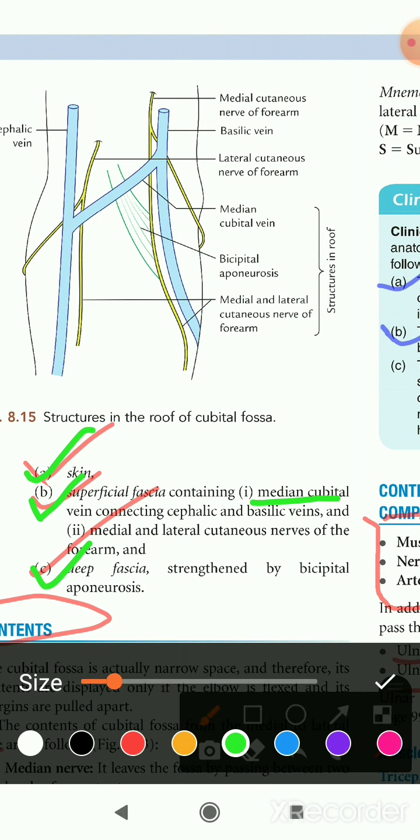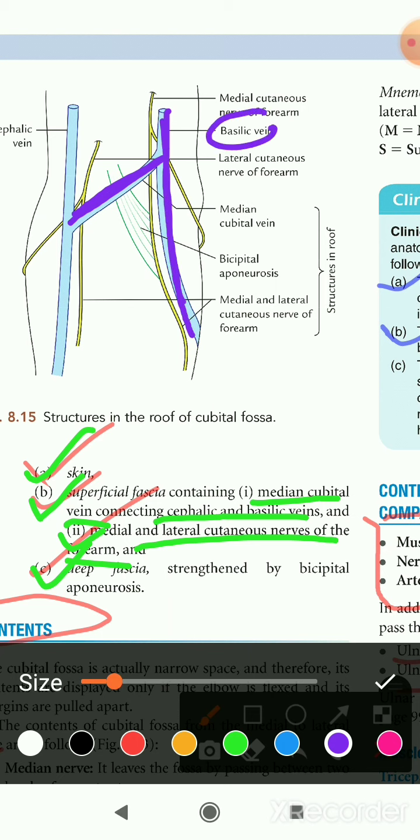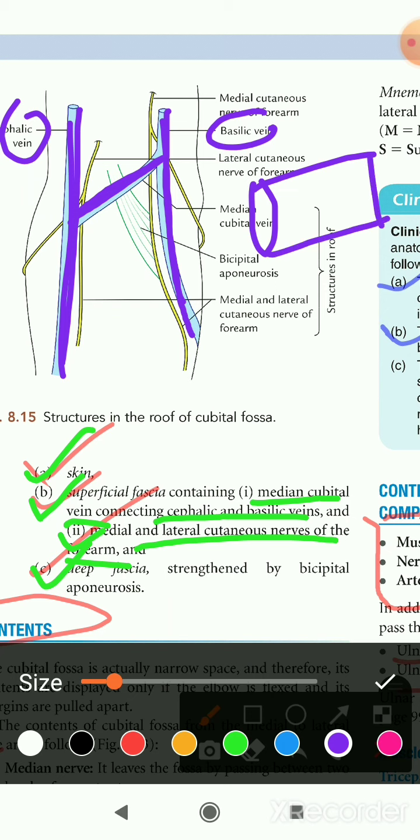In the superficial fascia there is the median cubital vein, which connects the cephalic and basilic veins, and the medial and lateral cutaneous nerves of the forearm. So they are actually contents of the roof of the cubital fossa. This is the median cubital vein. It connects the basilic vein and cephalic vein. This is the basilic vein, and this is the cephalic vein. So it connects the basilic and cephalic veins, and we collect blood samples from this median cubital vein.